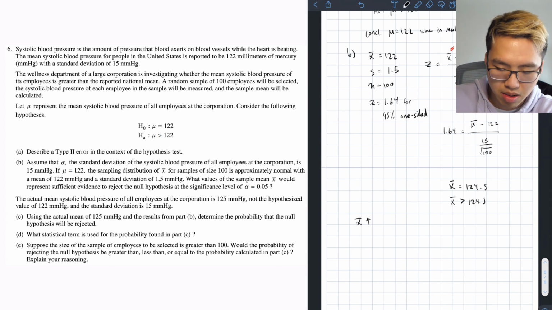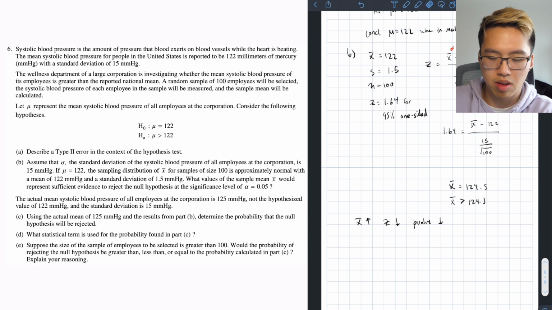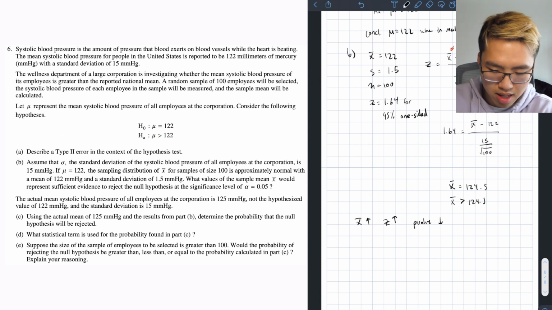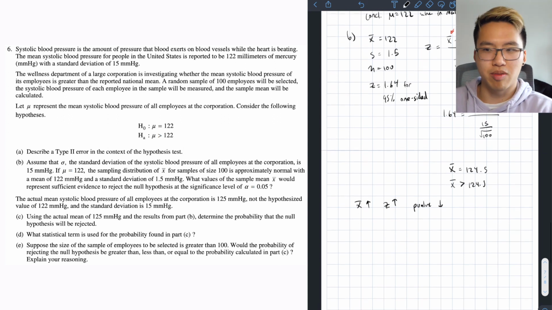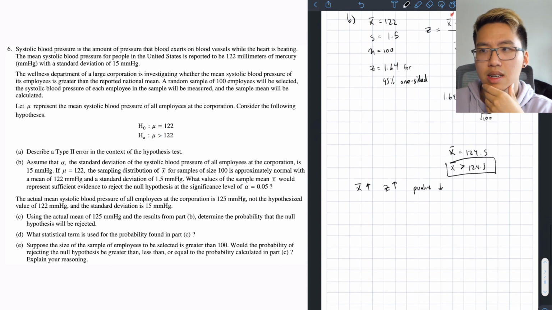So let me just write this out. As x bar increases, as our mean increases, our test statistic will increase, and our corresponding p-value will decrease. Oh, sorry, the test statistic will increase and the p-value will decrease. There we go. So that's pretty much the relationship. So I think, yeah, that's going to be our answer.